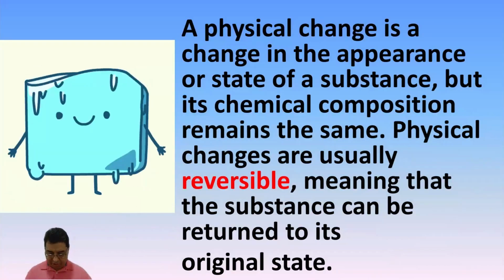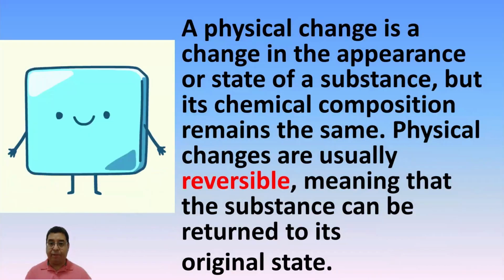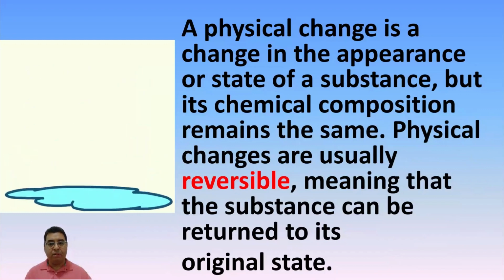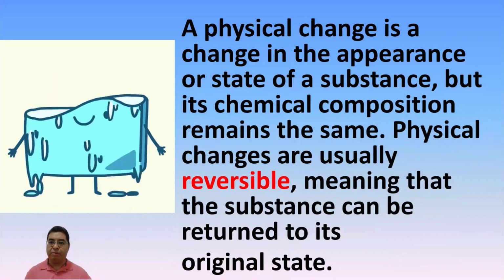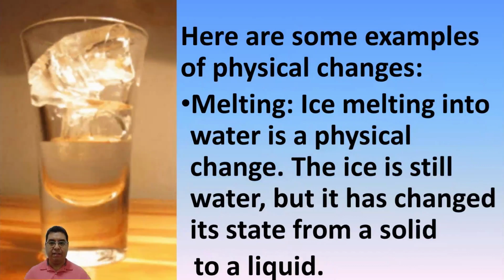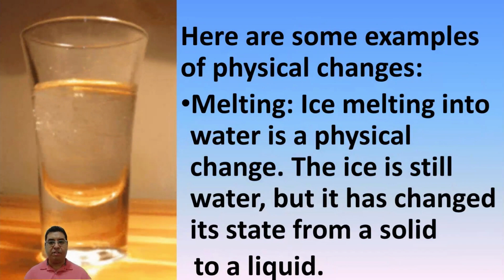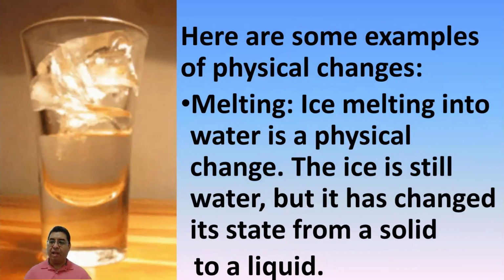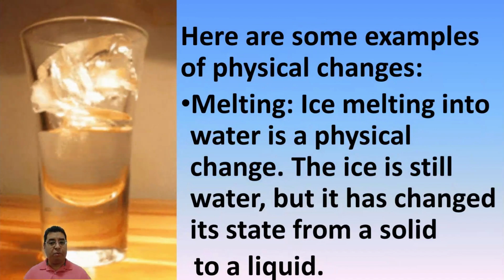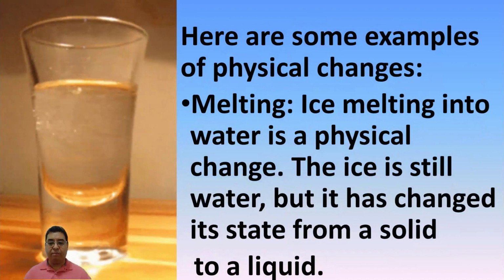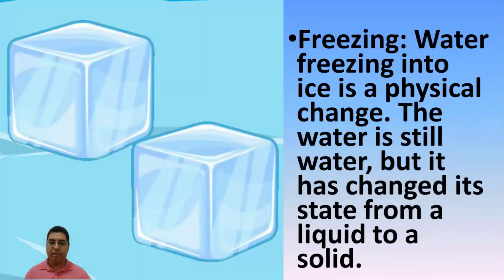A physical change is a change in the appearance or state of a substance, but its chemical composition remains the same. Physical changes are usually reversible, meaning that the substance can be returned to its original state. Here are some examples of physical changes. Melting. Ice melting into water is a physical change. The ice is still water, but it has changed its state from a solid to a liquid.